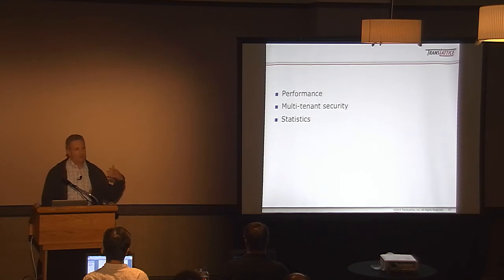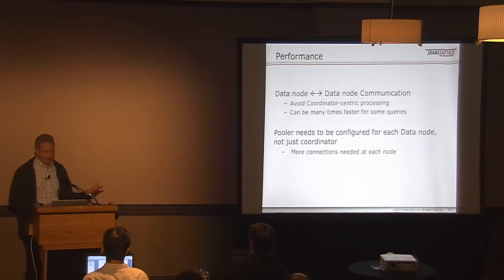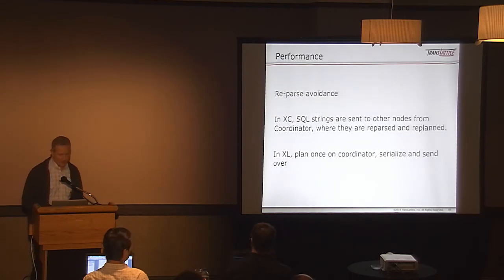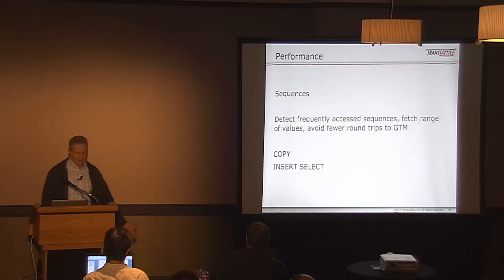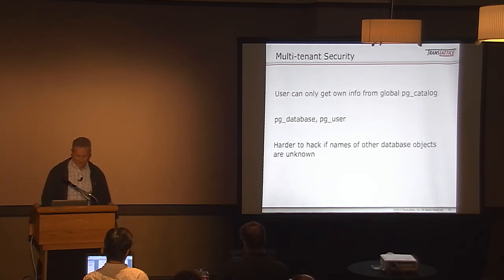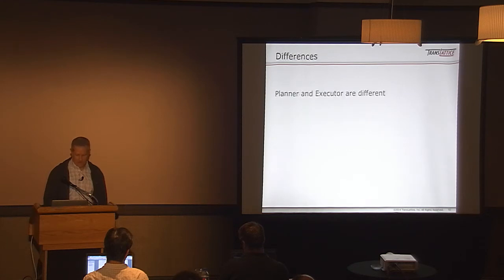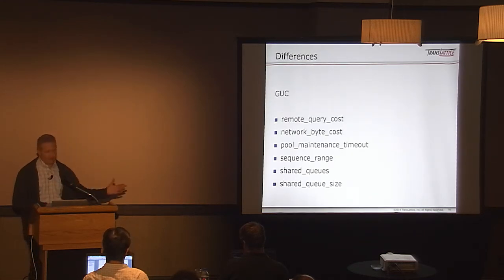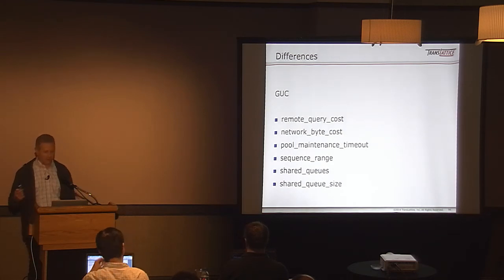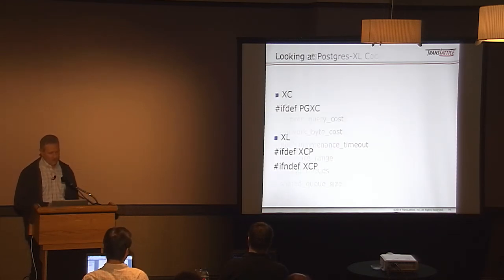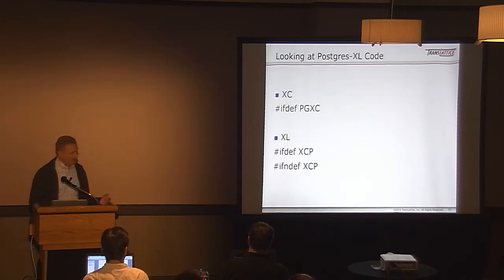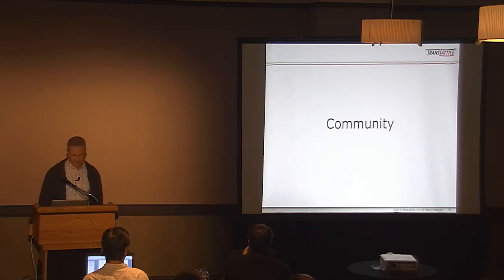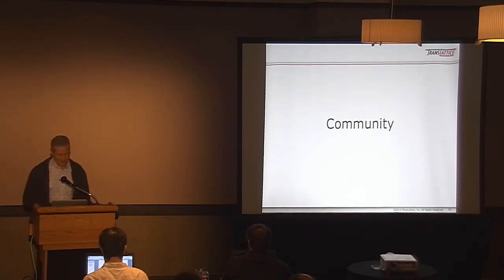We've enhanced performance. We have data node to data node communication that speeds things up. We avoid reparsing, sequences are optimized, security, we collect additional statistics, and our planner and executor are different. We also have a set of different configuration parameters to allow you to tune this stuff as well. The code, if you look at it, it's pretty easy to identify which part's XC and which is XL. I apologize for going so quickly.